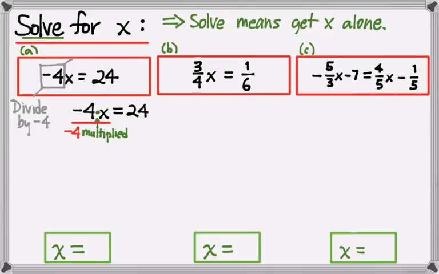So I think we can agree that dividing negative 4x by negative 4 will leave us with what? Just x, which after all is what we wanted. That's why we're dividing by negative 4. It undoes the multiplication by negative 4 that's attached to the x. But if I divide by negative 4, what else do I also have to do?